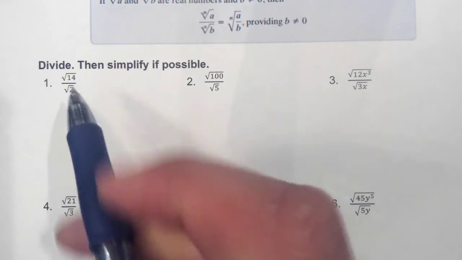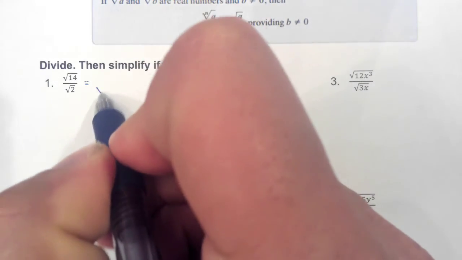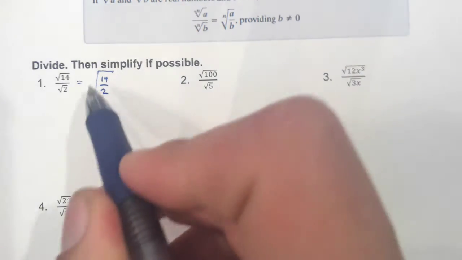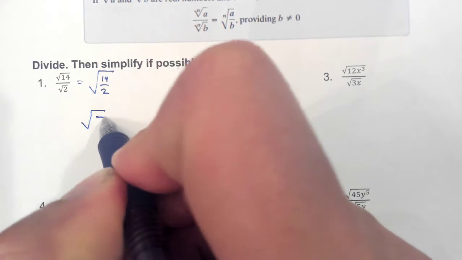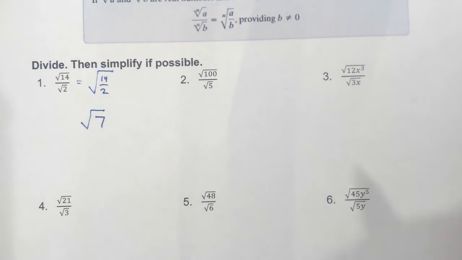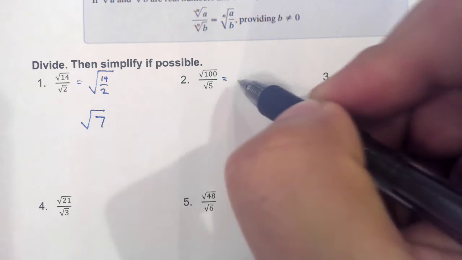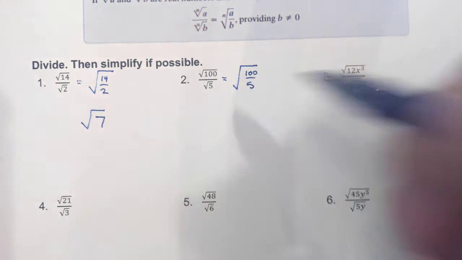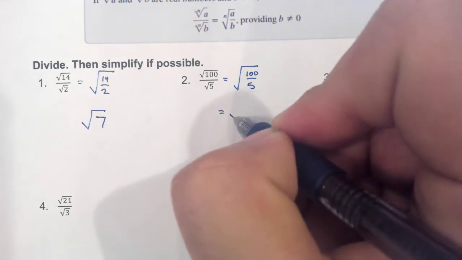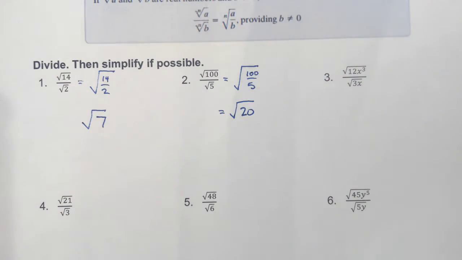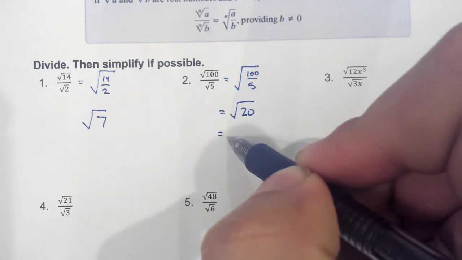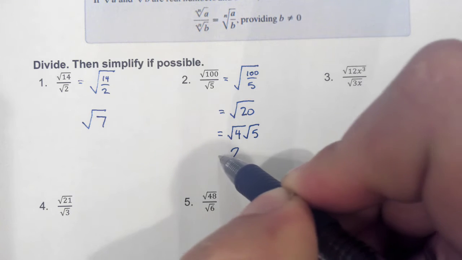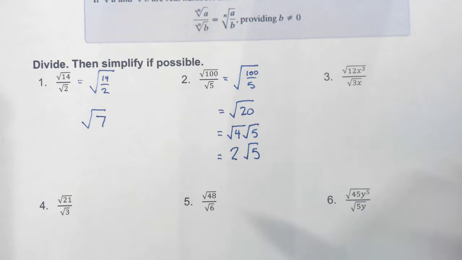So on number one, you would say this is the same as the square root of 14 over 2. Do the division. 14 divided by 2 is 7. Does that simplify any further? No. So that's as far as you can go. Number two, same thing. Make it a single radical, 100 over 5. 100 divided by 5 is 20. Does that simplify further? Yes. So you'd say that's 4 times 5, and the square root of 4 is 2. So you get 2 square roots of 5.